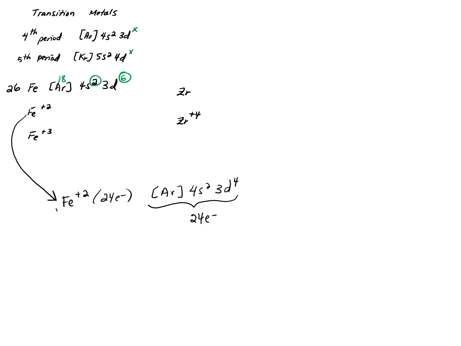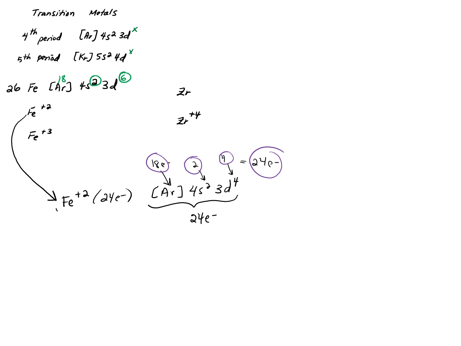That electron configuration that I just wrote, it contains 24 electrons, right? You have 18 electrons right here for argon. That's 2. And this is 4. And that will add up to 24 electrons. But that electron configuration is not correct.